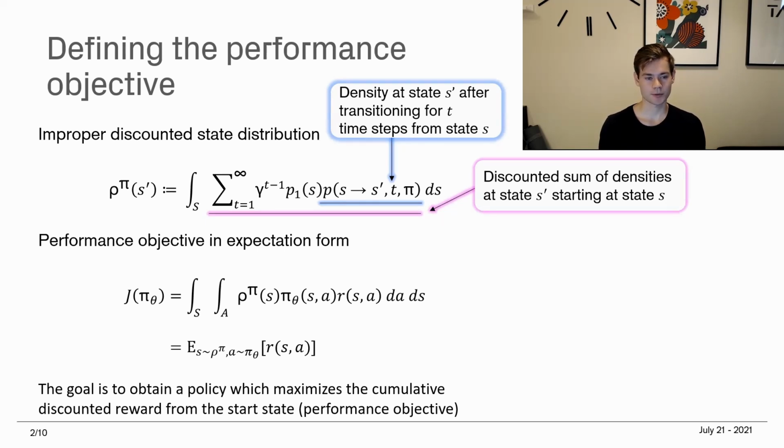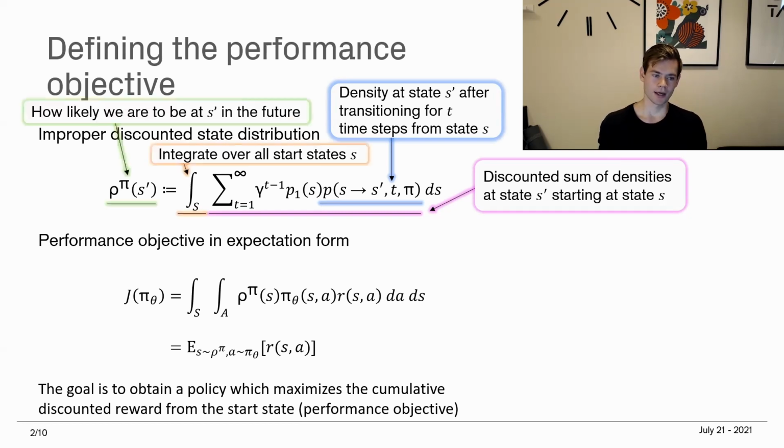So in the expression here, we can see that we have rho of S prime on the left-hand side. And so we don't want to have an S in the right-hand side. What we do is we integrate over S to take into account the probability of starting in either of these states. And the result that we get then, rho of S prime, is a metric that tells us how likely we are to be at S prime sometime in the future. It's sort of an average metric of all the future that we have to expect in front of us.